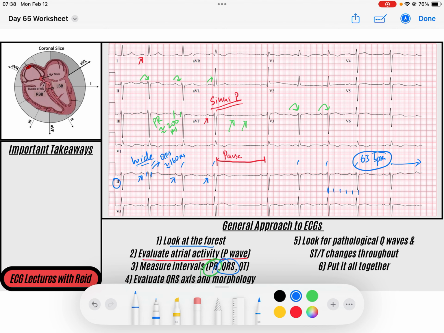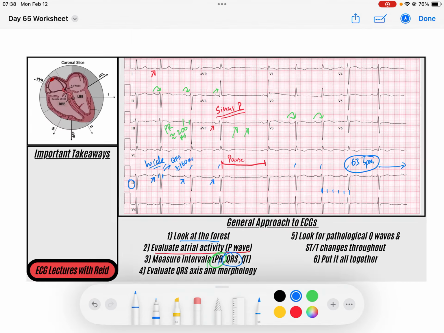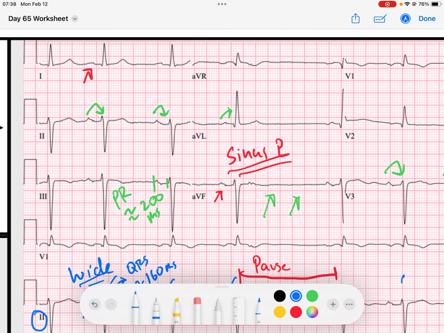You could have a ventricular ectopic beat. I don't think it's a ventricular ectopic beat. Why? Because we see that we've got these sinus P waves that seem to be conducting to the QRS, and our QRSs are occurring at a regular rate. So it makes me think that the atria is driving this.